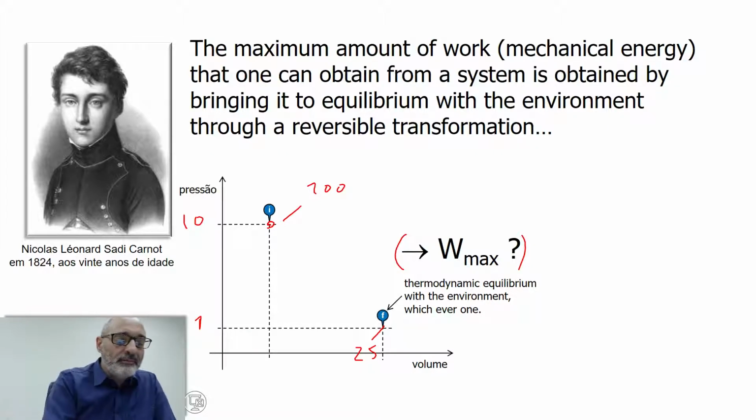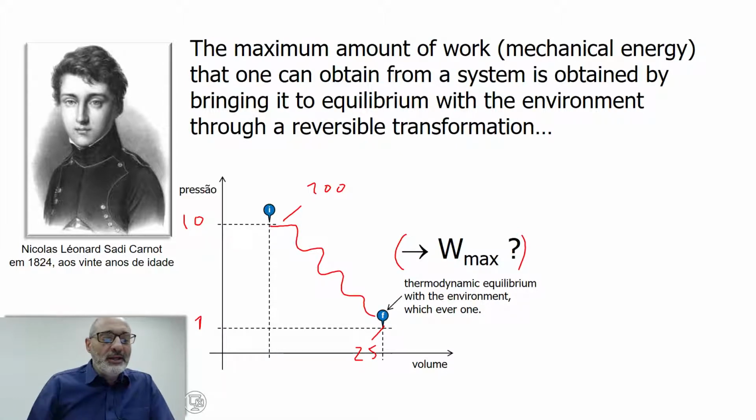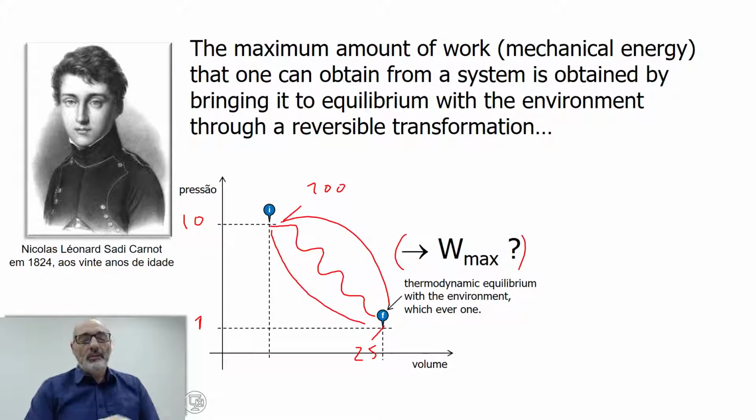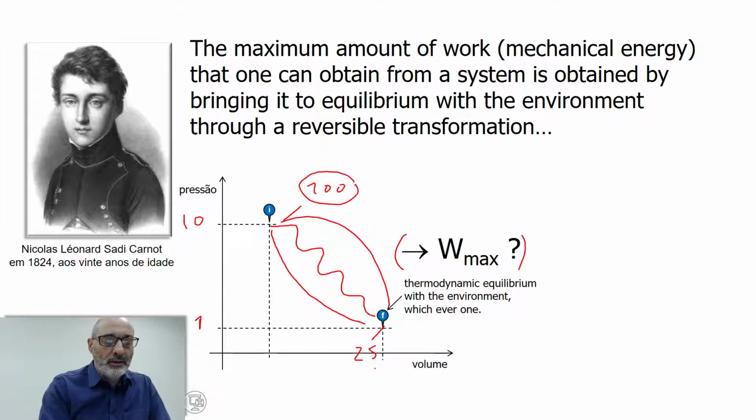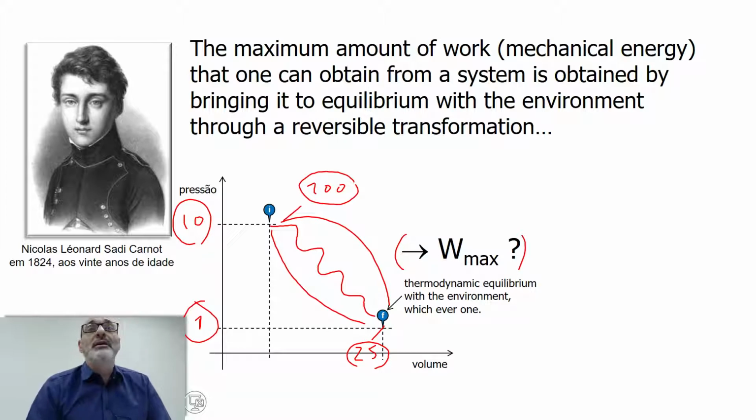Okay, we can make a very complicated trajectory like this. We can allow this equilibrium. By equilibrium, I mean the temperature from 200 is going to go down to 25. The pressure of the thermodynamic system is going to decrease from 10 to 1. And I'm saying that for this transformation, there are an infinite number of possible transformations.